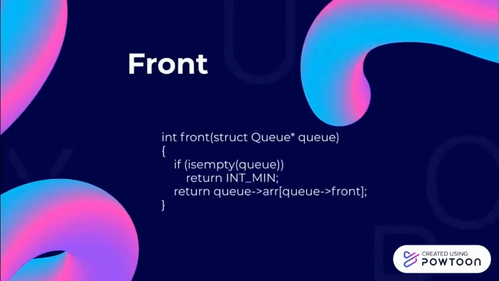So next we will see about front. Front is nothing but it is going to print the front element of the queue, that is the first element of the queue. So here we are going to pass the entire queue, and it checks whether the queue is empty, because in an empty queue there is no element, and after that we are going to return the front element of the queue. So that's what is implied in this code snippet.